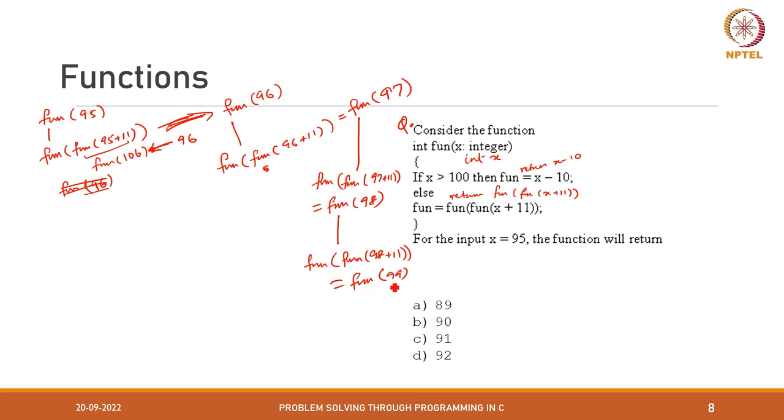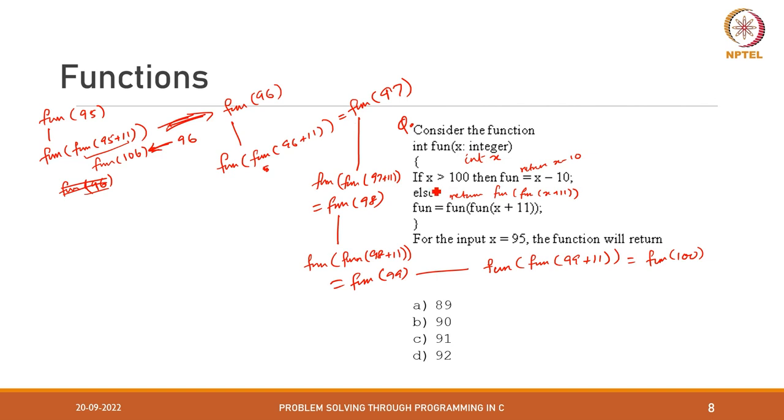So fun of 99 is not satisfying this, so fun of 99 plus 11. Okay, so 99 plus 11 is 110. Fun of 110 is 110 minus 10, which is 100. So fun of 100. Now fun of 100 is also not satisfying this. X equal to 100, it still does not satisfy this equation.